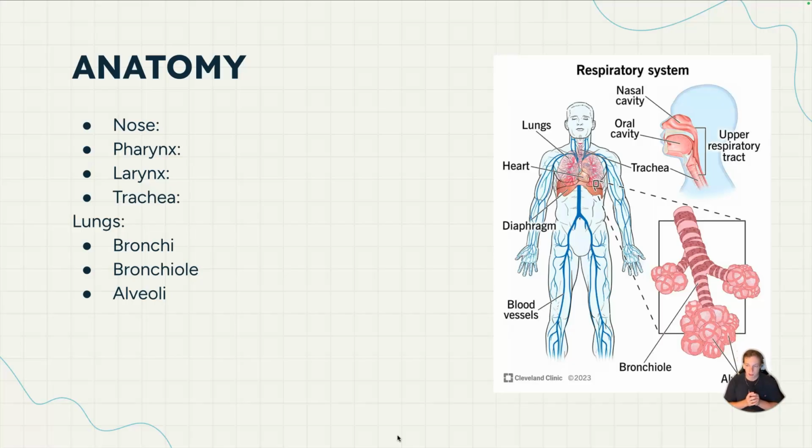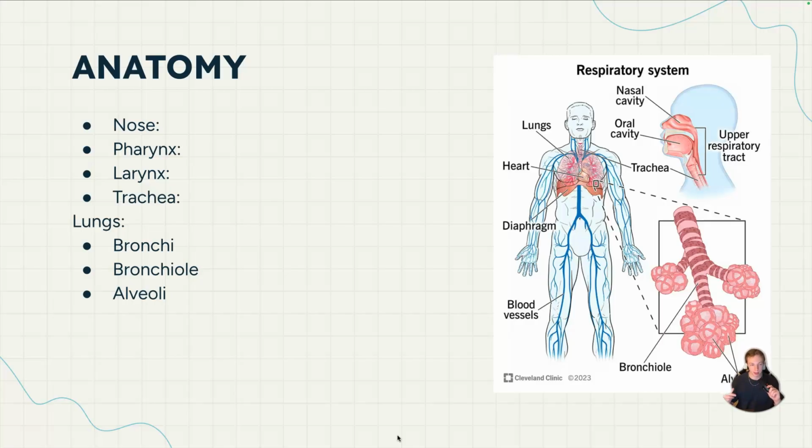So diving into the anatomy, these are the basic parts. We have our nose, our pharynx, and our larynx. Our larynx is actually our vocal cords or our voice box. So anytime you see larynx, think of that. The pharynx is this top region that sits above the trachea and helps it connect to the tongue and to the throat.